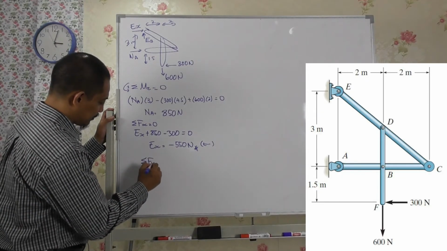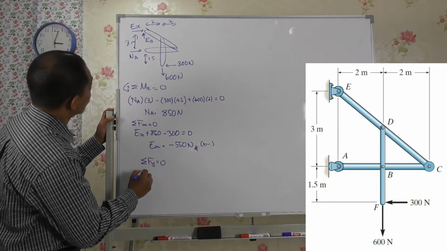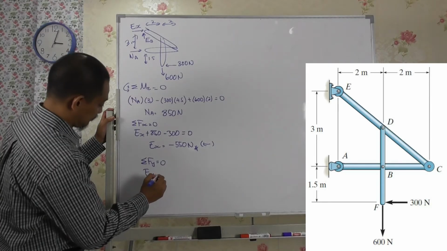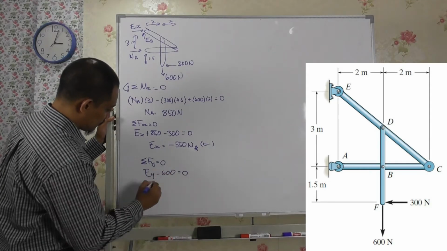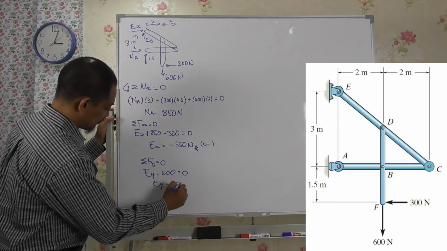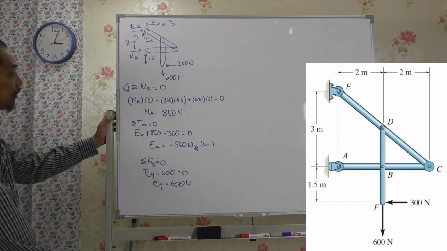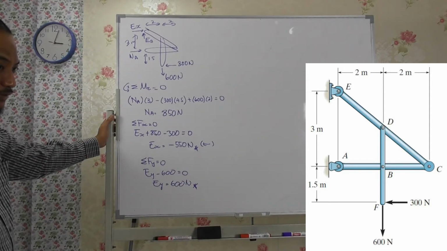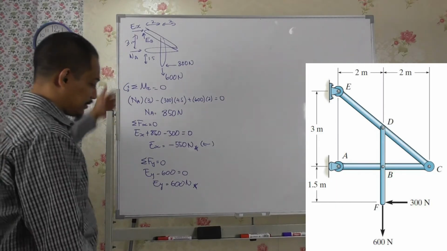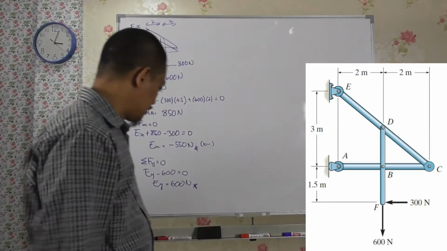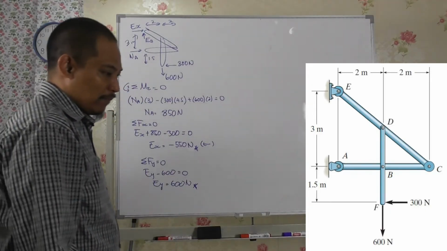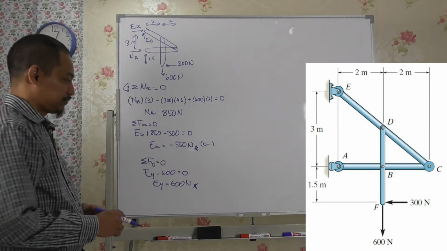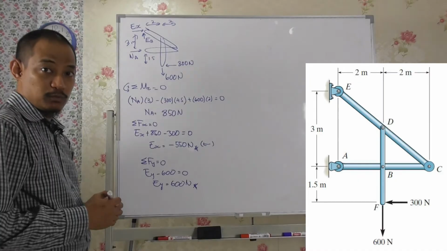Summation of Fy equal to 0, then you'll have EY minus 600. So EY equal to 600 Newton. And that's the answer, right? It's because the question asks what is the support reaction, so it is NA and EX and EY. This negative means it's the opposite direction. That's all, so that's part 1.